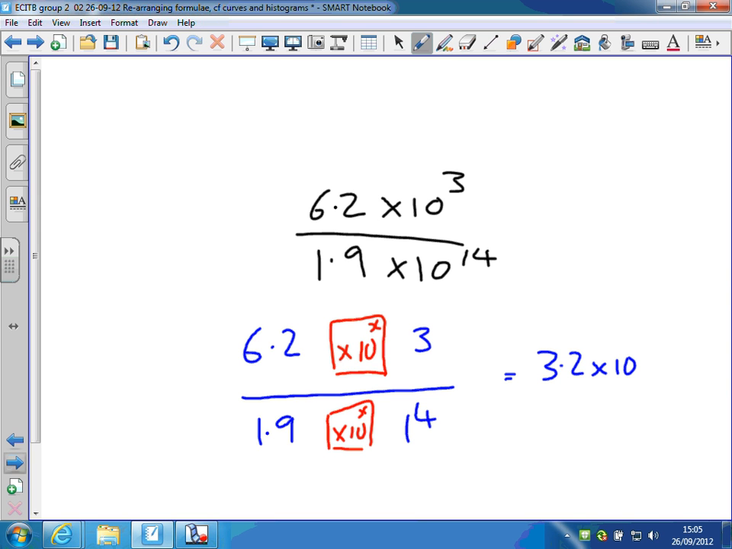Times 10 to the minus 19. That doesn't sound right to me. So the minus 11. I rounded it off. Yeah, but minus 11 sounds better. 3.3, rounded to two significant figures. Have another look at it, okay? That looks better.